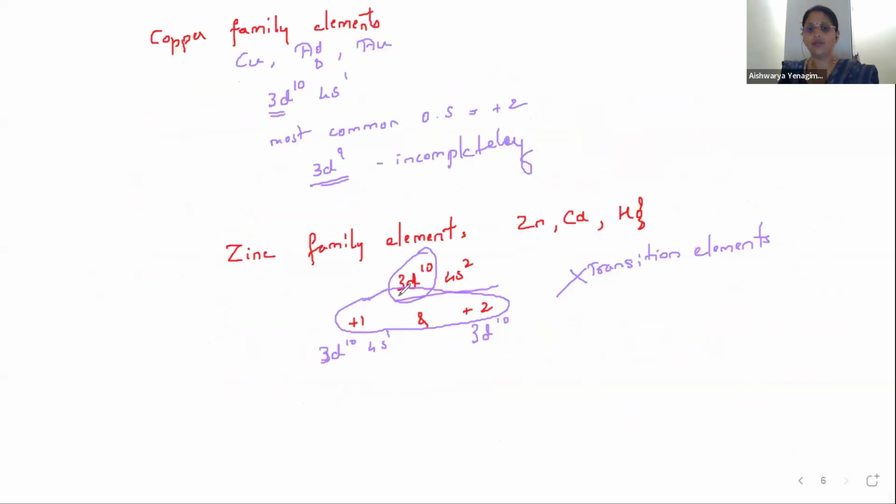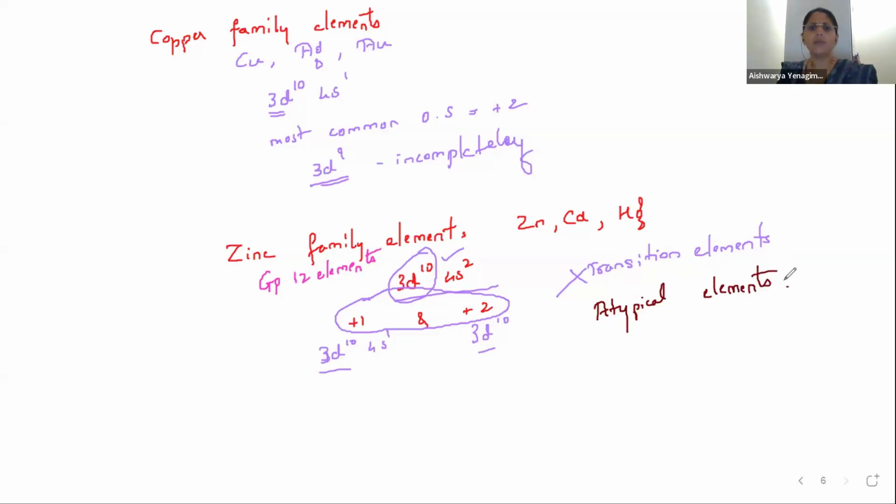The reason is here. Because there is no incompletely filled d subshell, neither in the atomic state nor in the most common oxidation states. Both in the atomic state and in the most common oxidation states, the d subshell is completely filled, so the group 12 elements, the zinc family elements, are not called transition elements. Then what are they called? They are called atypical elements.